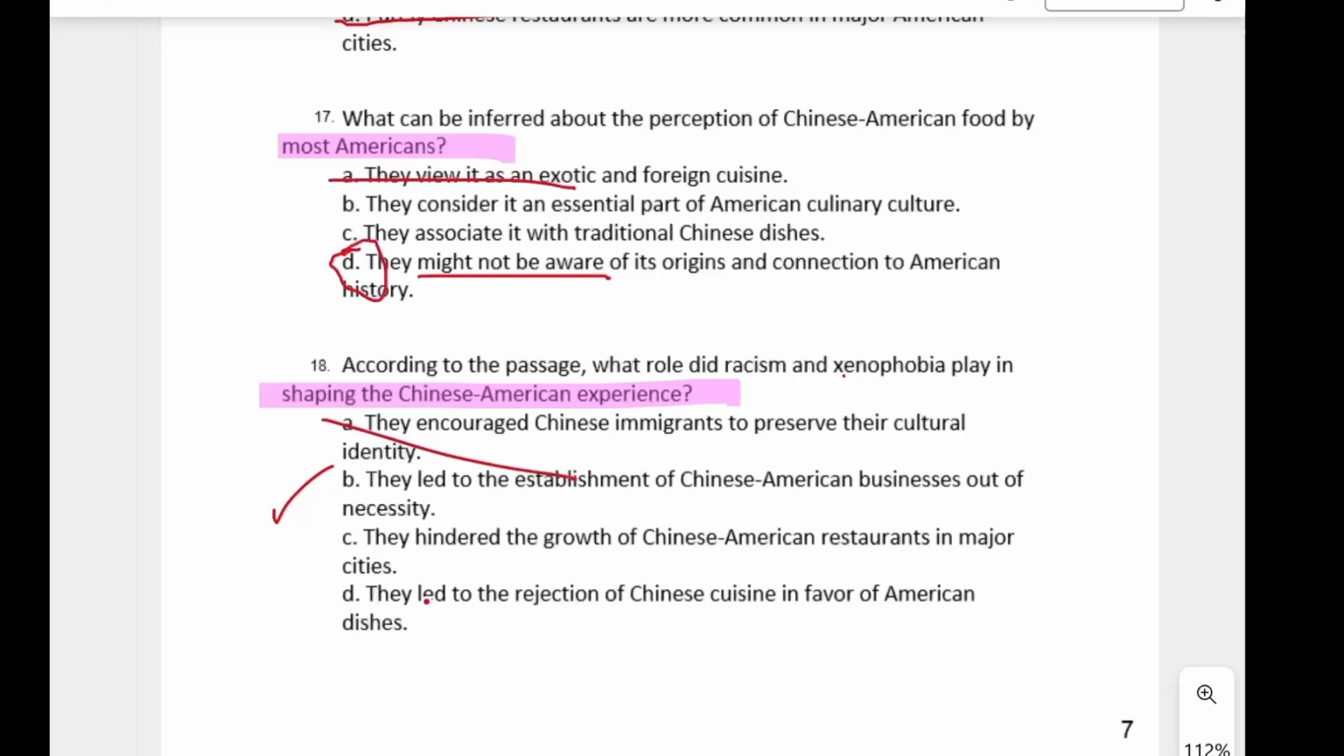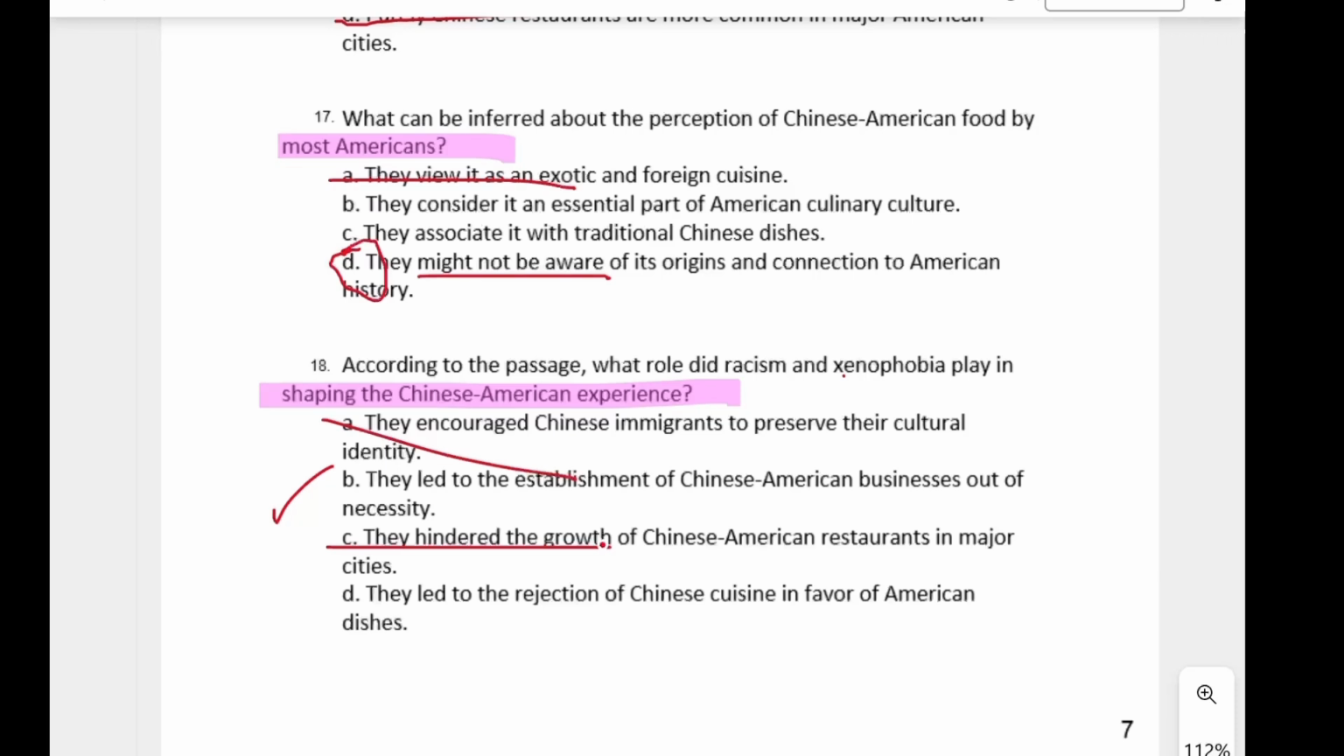Let's read all of them though. They hindered the growth of Chinese American restaurants in major cities. We know from the whole text that this is not true. There is a huge rise of Chinese American restaurants in not only major cities, but down to small ones as well. You can cross out C. And they led to the rejection of Chinese cuisine in favor of American dishes.